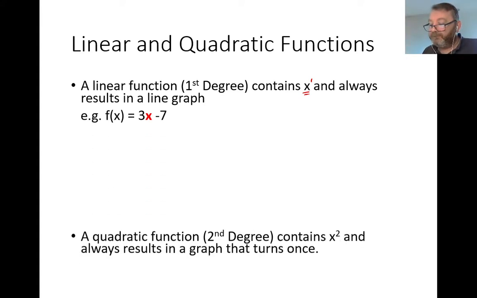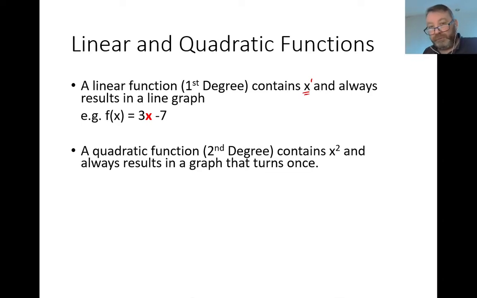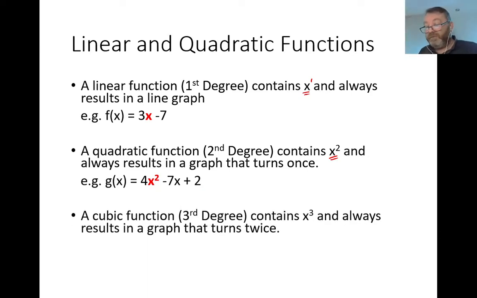Secondly, a quadratic function is a function of second degree, which contains an x squared. So for example, something like this, 4x squared minus 7x plus 2. I can describe that straight away as two things. It's going to be U-shaped and it's a second degree function. And lastly, a cubic function of third degree will always contain some type of x cubed and will result in a graph that turns twice.